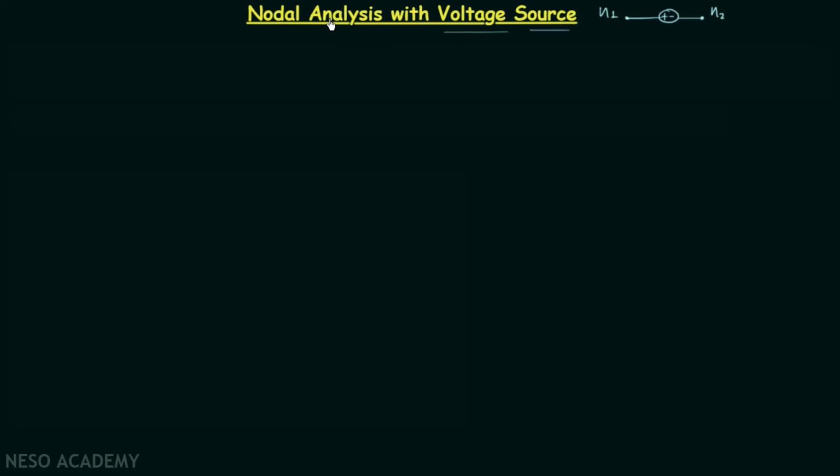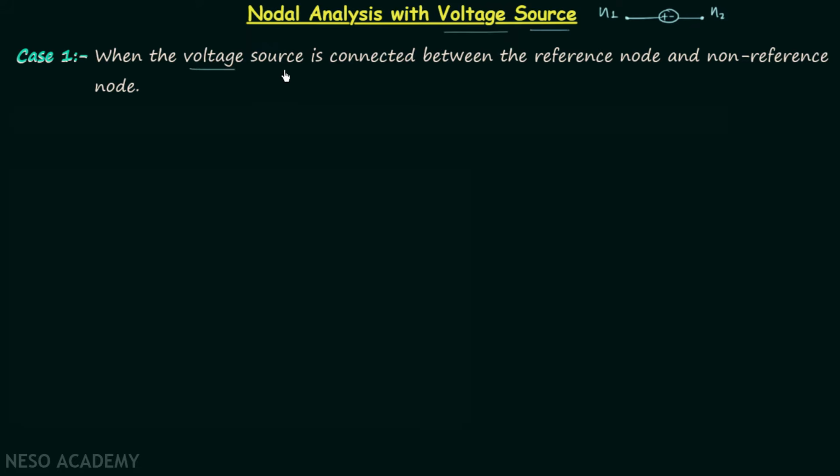We will understand this by the help of one example, but first we will understand what are the different cases depending on the nodes we are having, N1 and N2. In case number 1, the voltage source is connected between the reference node and the non-reference node. That is, out of N1 and N2, one node is reference node and the other node is non-reference node. And when voltage source is connected between the reference node and the non-reference node, it falls in case number 1, which we are going to discuss in this particular lecture.